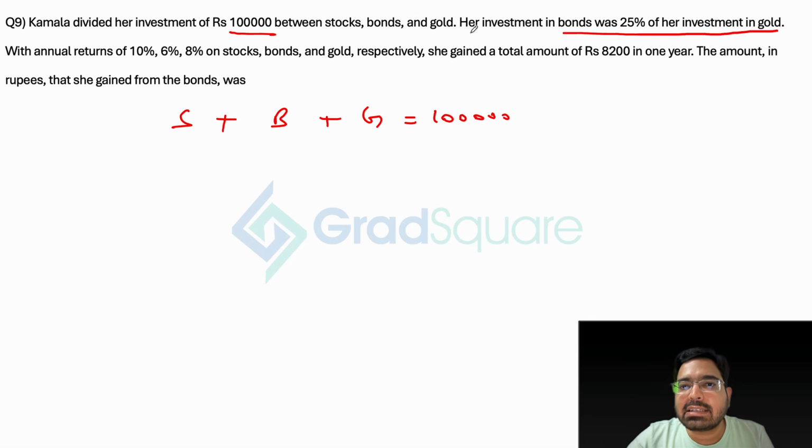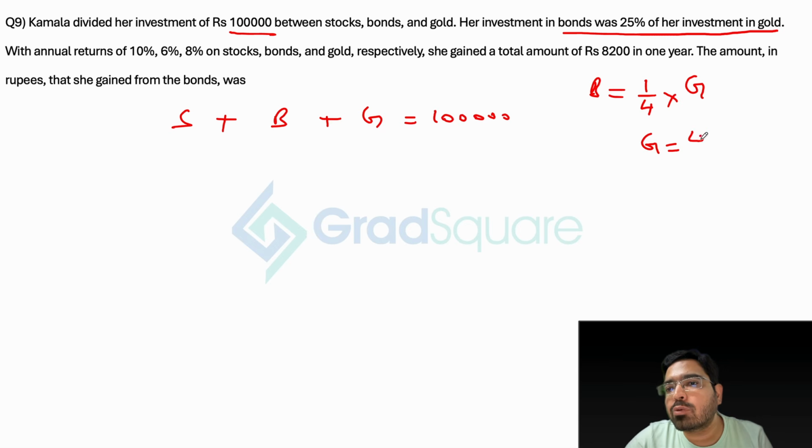And it is saying that her investment in bonds, which is the value of B, is 25% of her investment in gold. That means the value of G equals 4B. Correct? Replace it over here. If G equals 4B, what happens? S plus 5B equals 1 lakh. That's the first idea that we have.